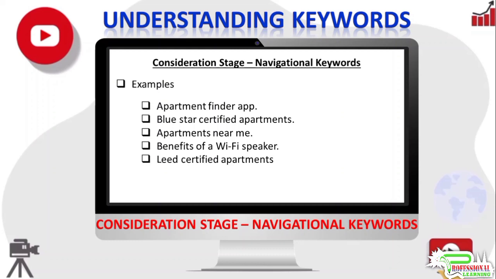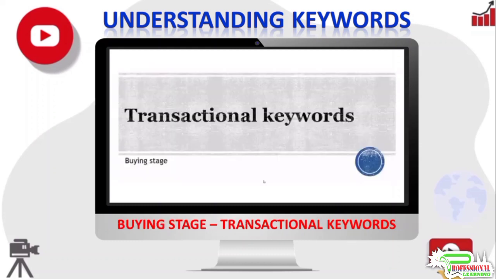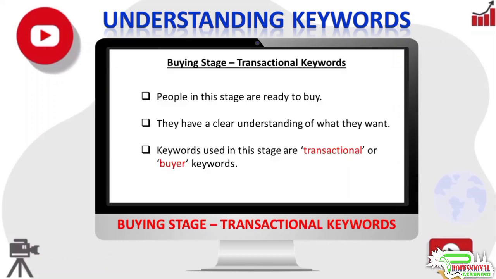Moving on to the next stage, which is called transactional keywords. People in this stage of the cycle are ready to buy. They now have a clear idea of what they want. They have done most of the research by now and have formed opinions about several products or services that might solve the problem. Keywords used in this stage are termed transactional or buyer keywords.